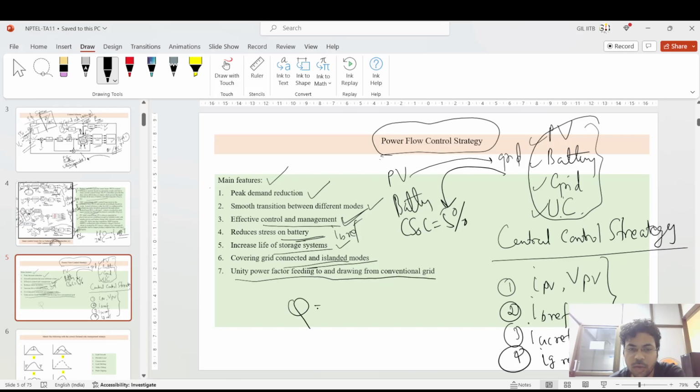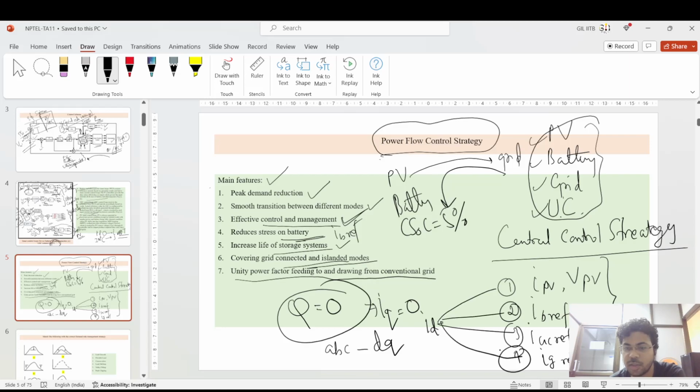So the main crux is that you have to maintain Q equal to 0, or you can say IQ equal to 0 if you are converting from ABC to the DQ frame. ID is the same, based upon these currents you have to compare, and IQ should be 0. In the control system you have to feed it like this.